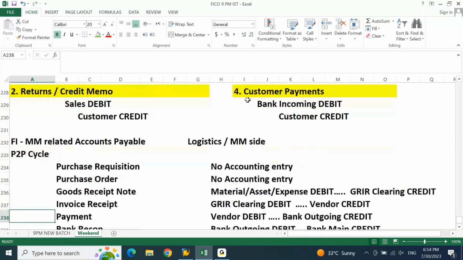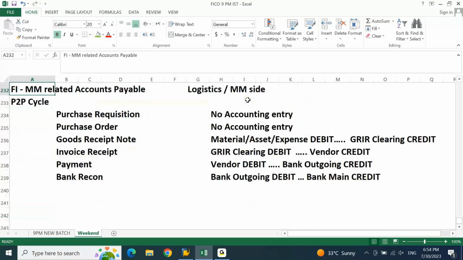Next one, we have listed FI/MM related accounts payable. Now MM is replaced with SD. Accounts payable is replaced by receivable. Next one is your FI/SD related accounts receivable. This is your logistics, but not MM. This is the SD side.